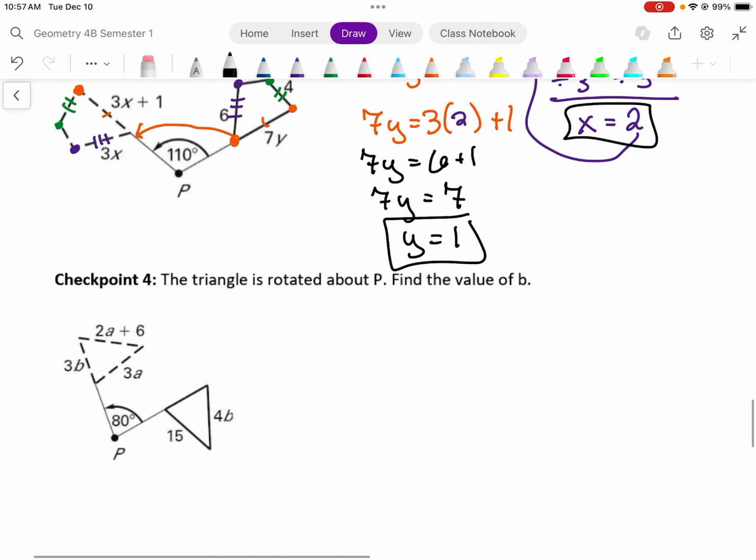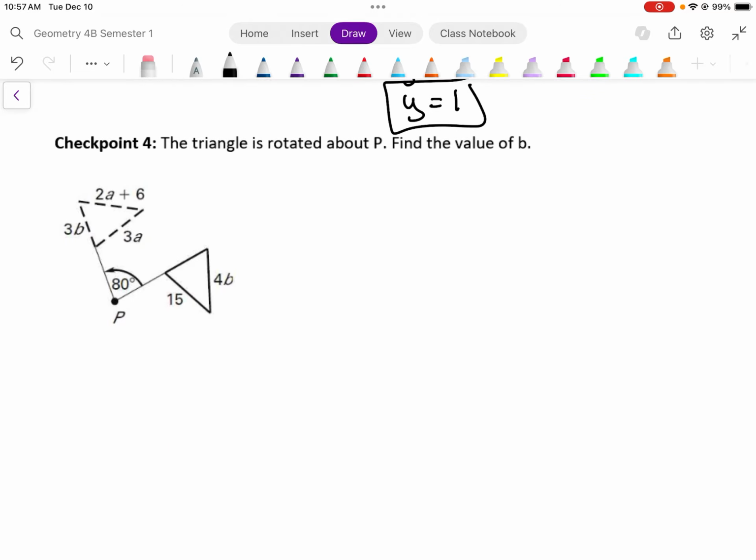Okay, so go ahead, try number 4 or checkpoint 4 on your own. Once you have that, hit play and double check your answer.